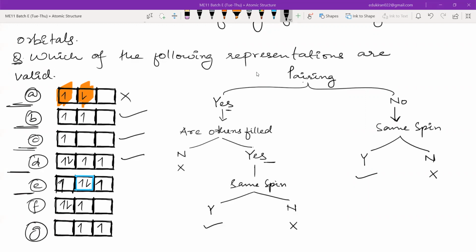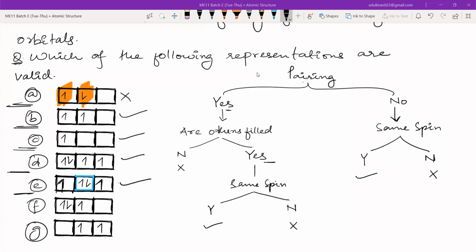You don't have to look at the order. Hund never said what the order will be. All these orbitals are the same. That is why I am giving you all types of examples here, so you can fill the electrons in the second also. Now, if they are filled, are they in the same spin? Yes, this is also up spin. This is right.